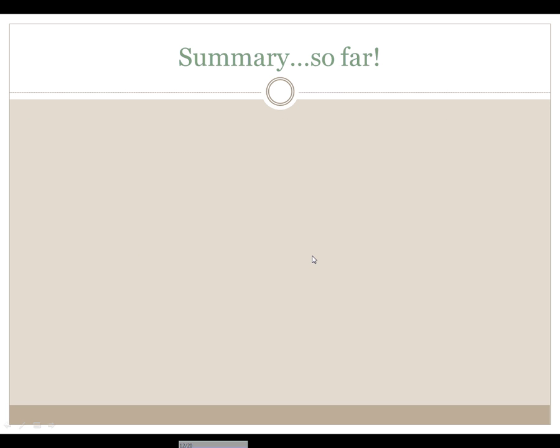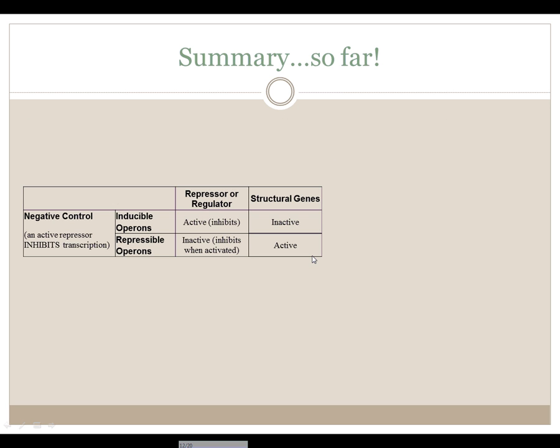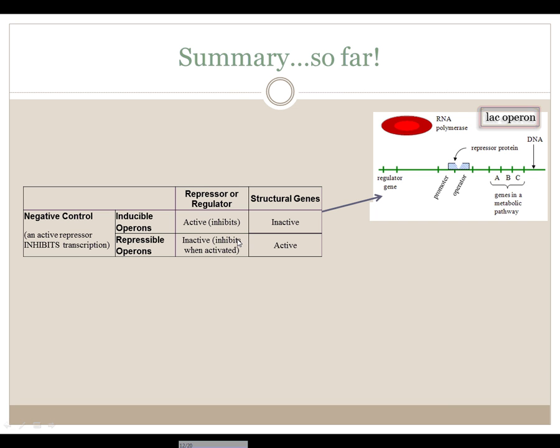So here's a summary so far. I've got this little table here. We talked about the inducible operons and the repressible operons, and those are called negative control. I'm going to get a little bit more into that in a second. When we talked about those regulators, this table is kind of tough, so I put these visuals on there. Here were the inducible operons. We talked about the lac operon.